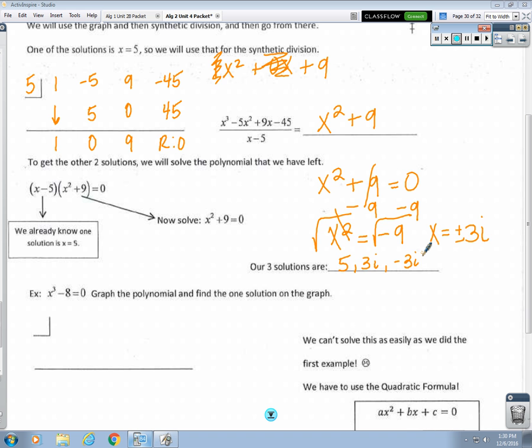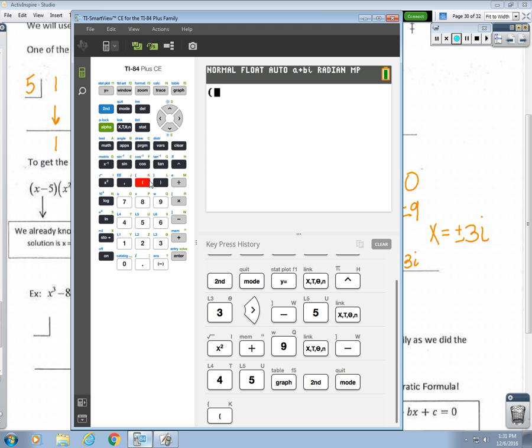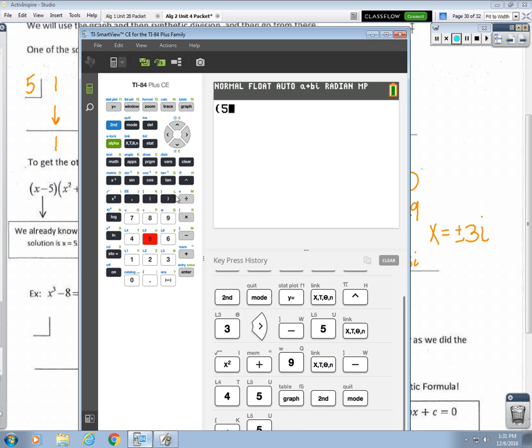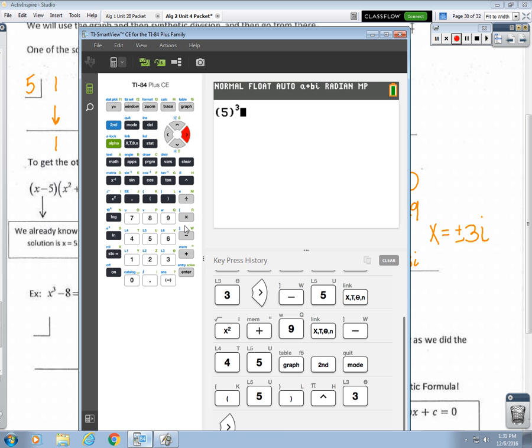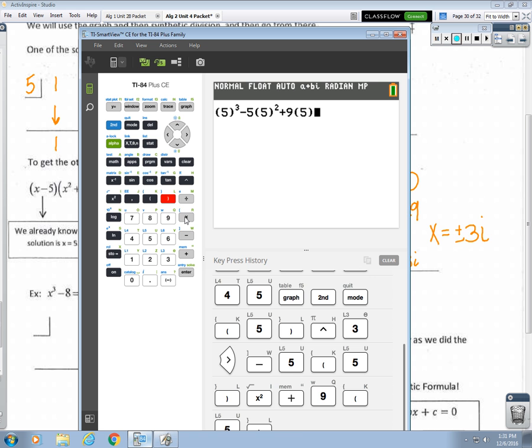Okay, the original polynomial was x cubed minus 5x squared plus 9x minus 45. So I'm going to type in that polynomial, except for every time I have an x, I'm going to type in my first solution, which was 5. So 5 cubed minus 5x squared plus 9x minus 45. So see how I just retyped in that original polynomial that we graphed?